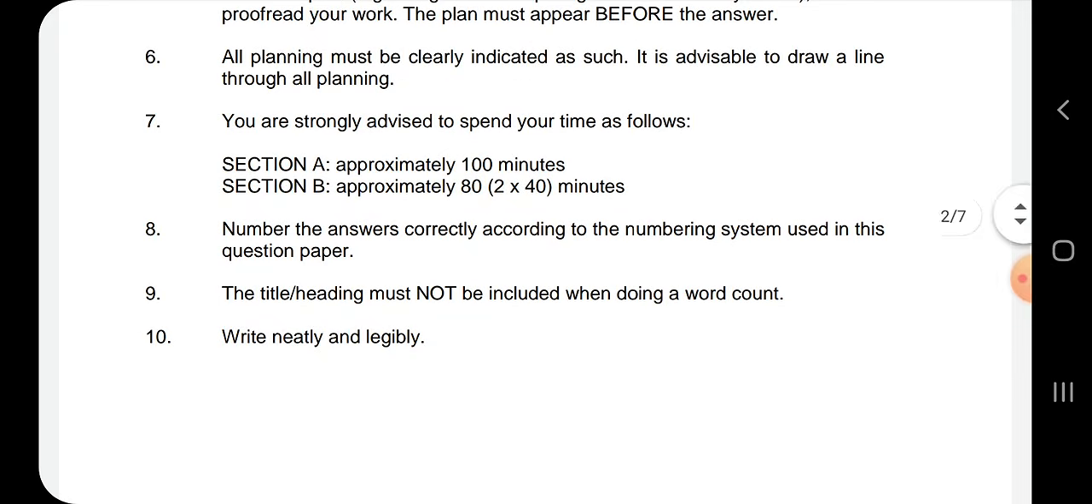So number your questions correctly. The title heading must be included when doing a word count. So you're going to add the title and the heading when you do the word count. And then write neatly and legibly.